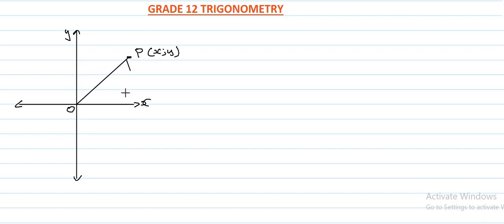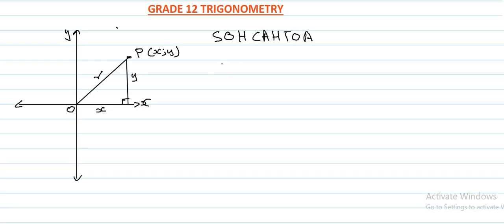a point P will form a right angle triangle. Our right angle triangle has 90 degrees with the x-axis. So here we have the x value and the y value, and our shortest distance is given by r. So when we use trigonometric definition, we use what we call SOHCAHTOA.